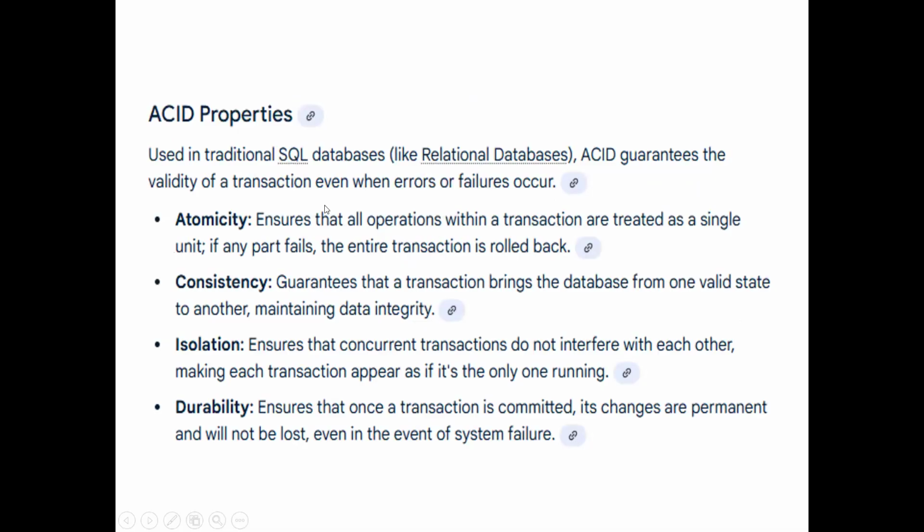Another important property in DBMS is the ACID property. ACID means atomicity, consistency, isolation, and durability. Atomicity ensures that all the operations within a transaction are treated as a single unit. Consistency guarantees that a transaction brings the database from one valid state to another. Isolation ensures that concurrent transactions do not interfere with each other, making each transaction appear as if it is the only one running. Durability ensures that once a transaction is committed, its changes are permanent and will not be lost, even if the system fails.